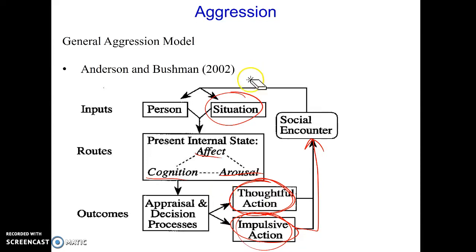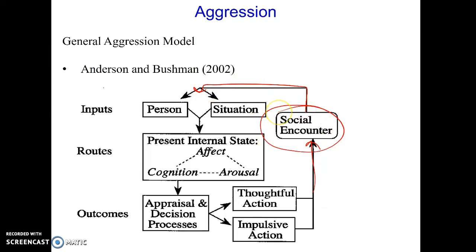All right. Now, what's going to happen here is we have what's called a feedback loop. The feedback loop, as you can see, goes to the social encounter, which then goes back to here. The social encounter is what you do next. So if the person provoked you by, let's say, bumping into you, after you go through all this process, the social encounter then is you push them. And guess what that person's going to do? They're probably going to push you back harder.